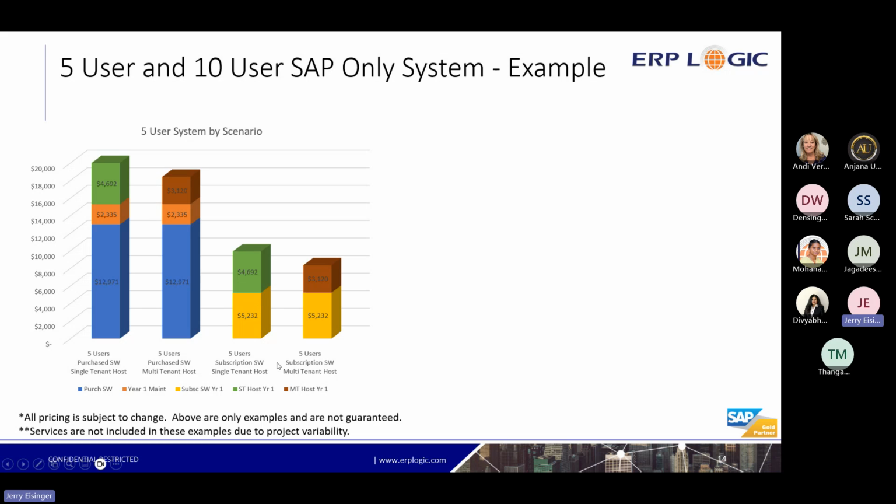Over here, we have a little bit different scenario because now we're doing 5 users, subscription software, again, in the single tenant hosting. So now instead of buying the software, we're talking about subscription pricing. So those same user licenses would be 5232 annually. And the hosting again is the same number, whether you're buying the software or subscription, it's the same price, 4692. The difference now is that all of this would be recurring every year. So this would be your recurring fees, every year that you have the software.